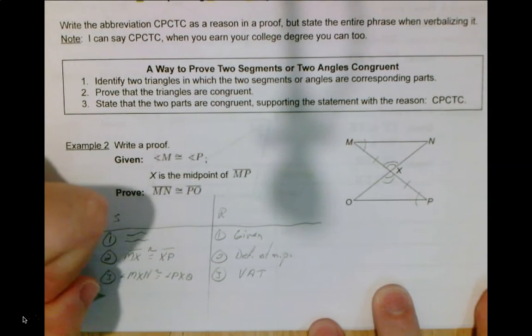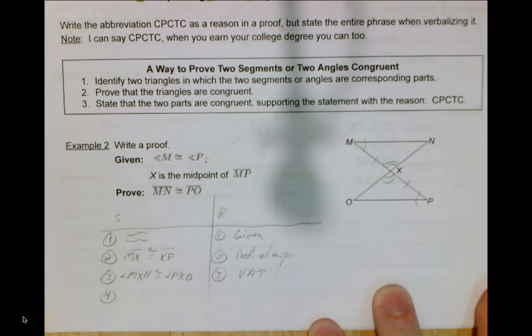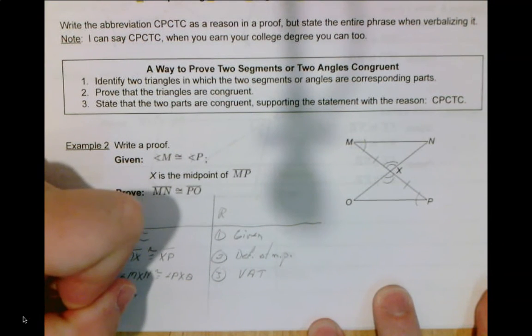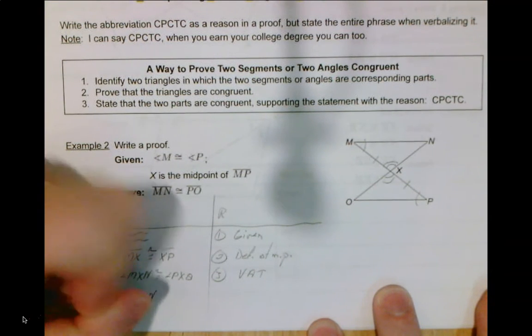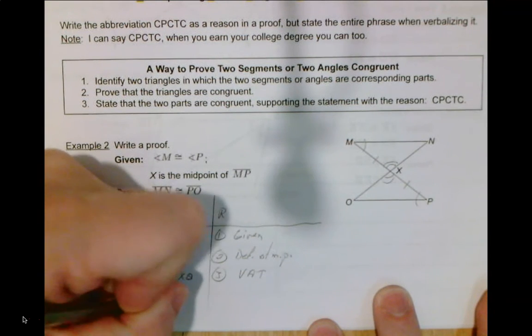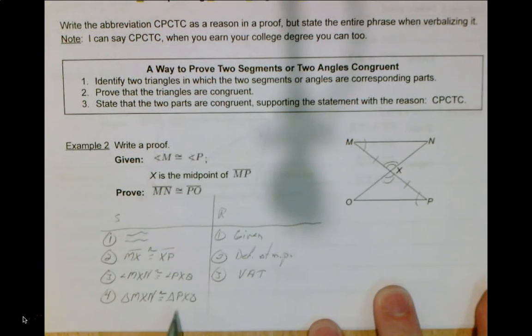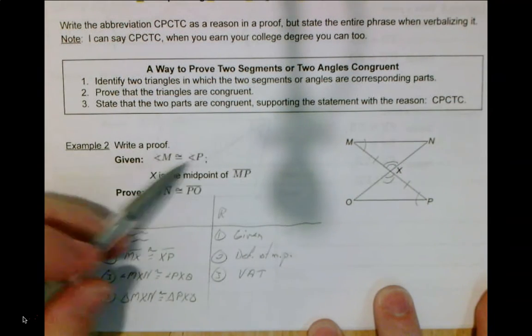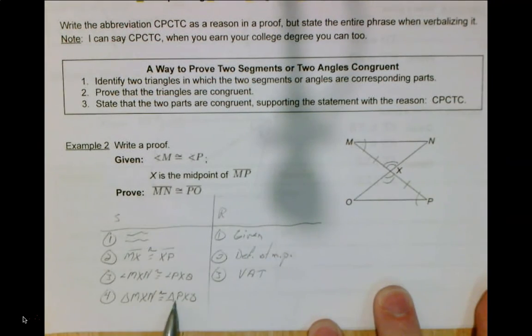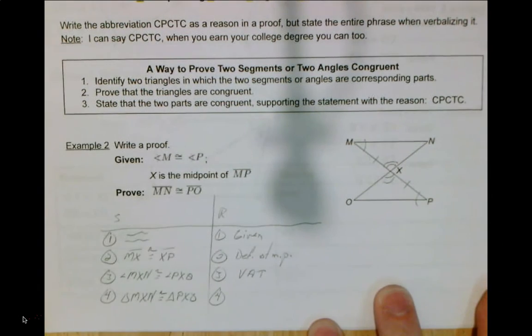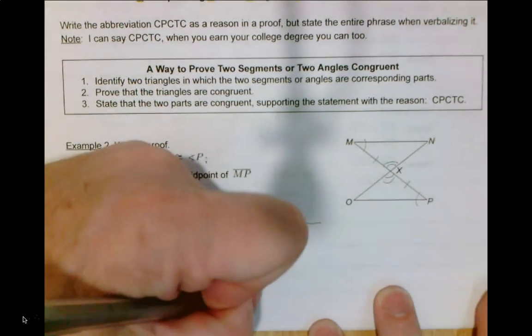Statement 4 was to conclude that the two triangles are congruent. Triangle MXN is congruent to triangle PXO, making sure I'm putting the vertices in the correct order, because angle M has to match up with angle P. Angle M matches up with angle P. For statement 4, we knew that these two triangles were congruent by angle-side-angle.